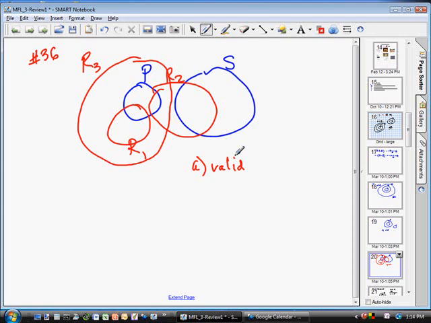Wait, if it has any true premises or all true premises? All. If all the premises aren't true, you're not even interested in those lines. So you have to do the whole truth table and then find all the lines where all the premises are true. And if there's even one false conclusion, that's got to be an invalid argument.